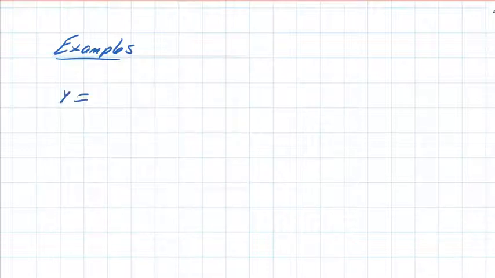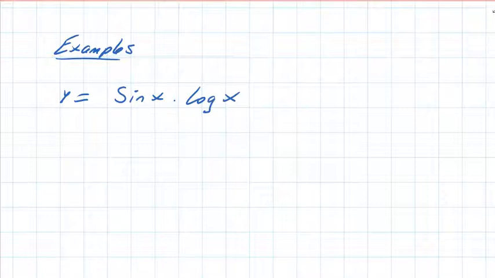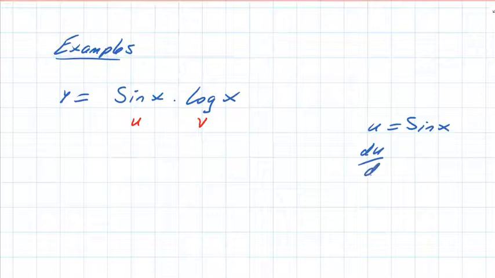So, for example, some examples here would be y is equal to, for example, sine x multiplied by, for example, log of x. Well, again, that's u by v. So what you do is over here you go u is equal to sine x. du/dx, differentiate the sine, you get cos. Sine always goes to cos.